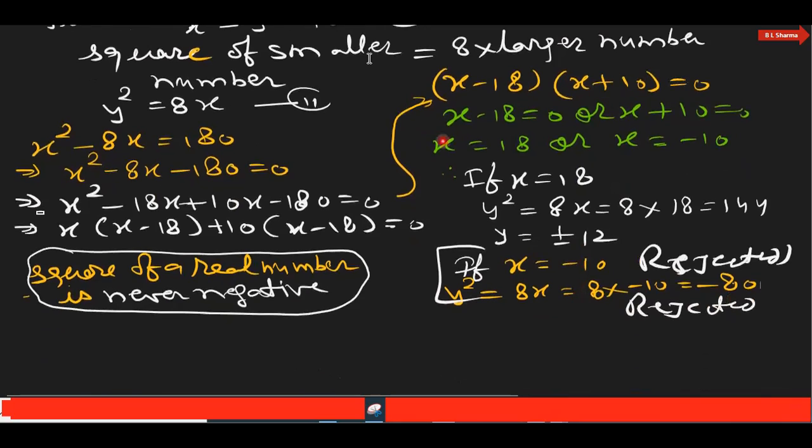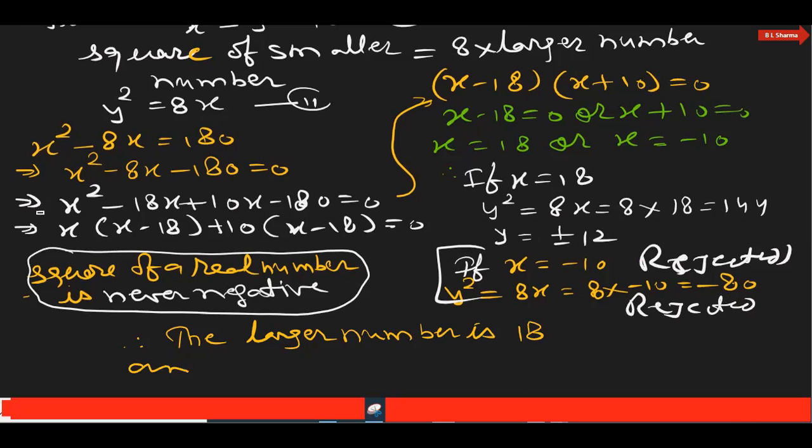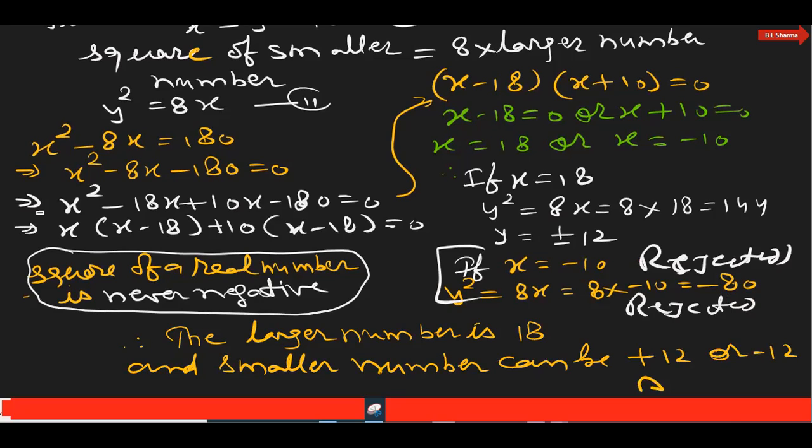So we can write, therefore, the larger number is 18 and a smaller number can be plus 12 or minus 12. That is the answer of this question.